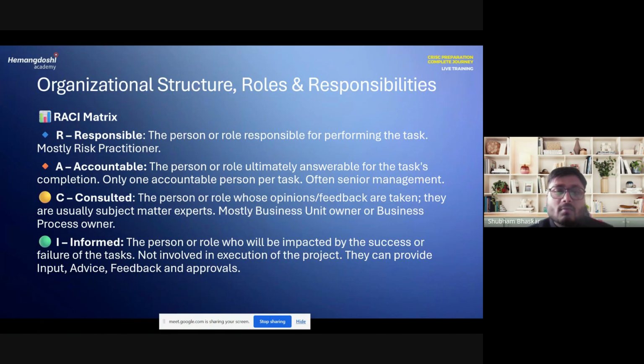And the next is informed. Informed would be somebody who is closely watching from a high level, maybe as a supervisor, maybe it could be senior management, right? So I hope this makes sense, right?